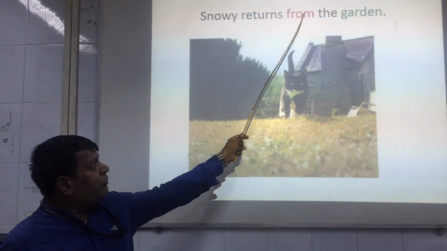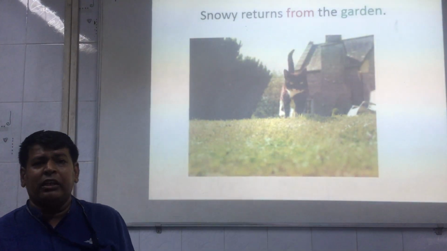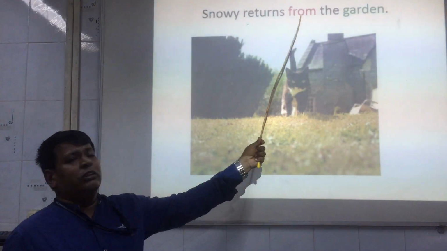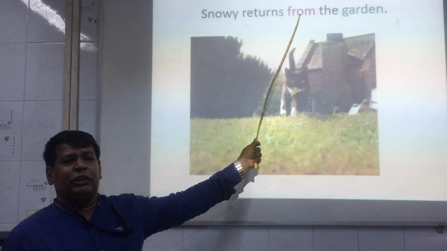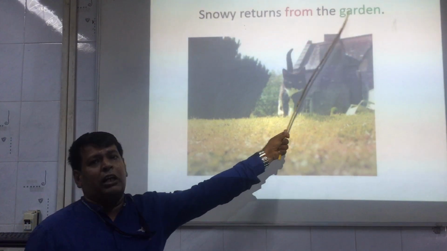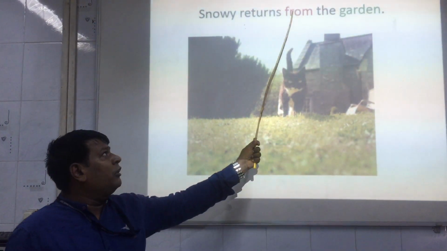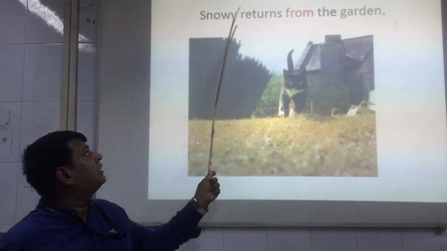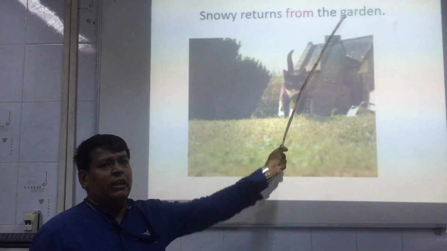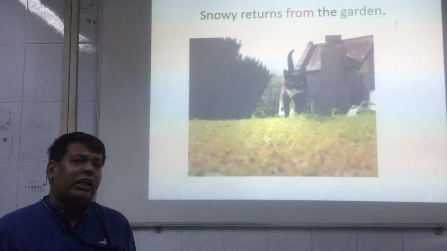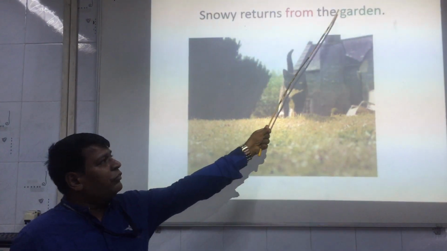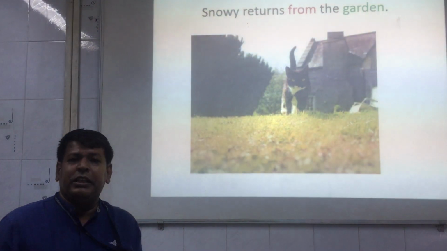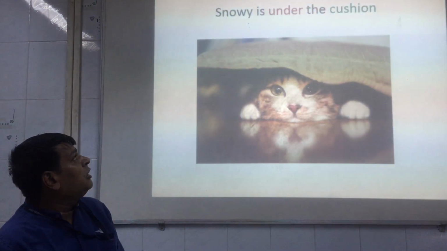Snowy returns from the garden. I repeat again. Snowy returns from the garden. Now here the red color is a preposition. From is a preposition and garden is a noun. Now from is a preposition that shows the relationship between the Snowy and the garden. As preposition is always followed by a noun, so from is followed by the garden. Clear, students? See the next example now.